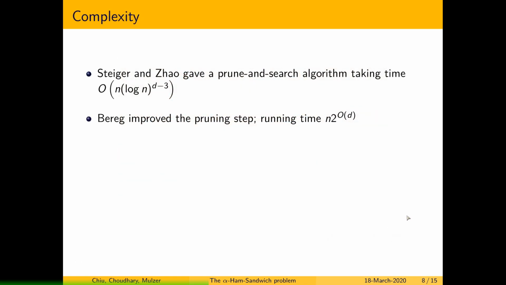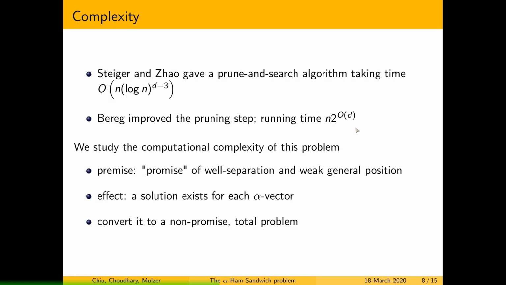Steiger and Zhao also gave an algorithm that takes that much time to compute a dividing hyperplane if all the conditions are true, which was later improved to be linear in n but exponential in d. And our aim is to find the precise computational complexity of this problem. So we know that under the promise of these two conditions, there is always a solution for every alpha vector. However, the promise is very expensive to verify. So it makes sense to turn this into a non-promise problem, a problem where there are no assumptions on the input point set.